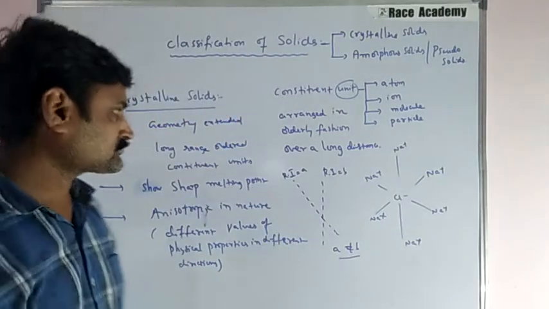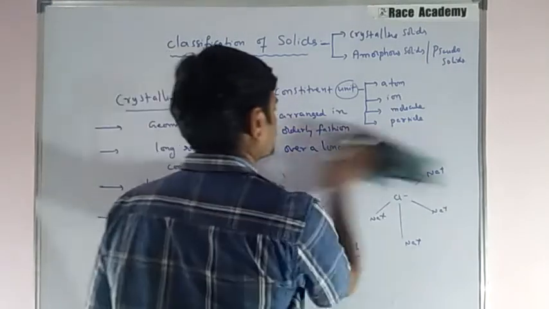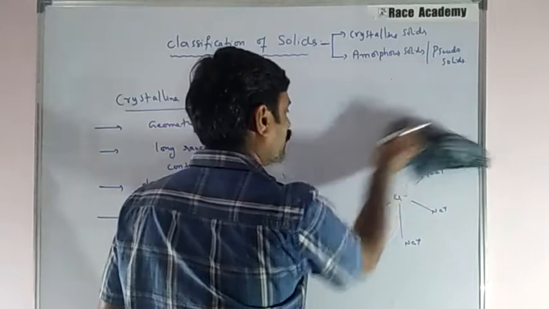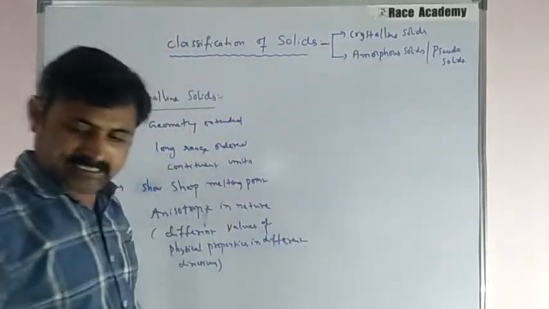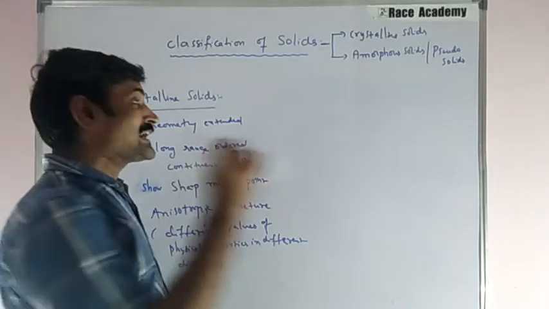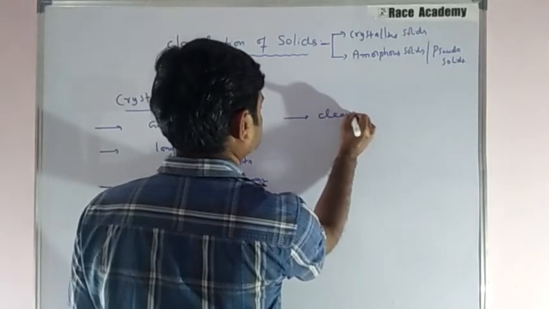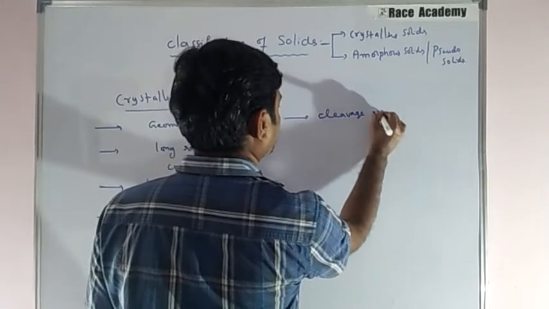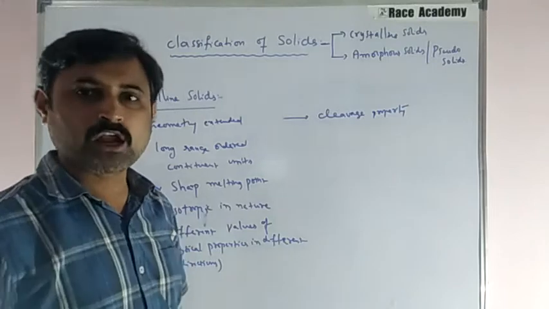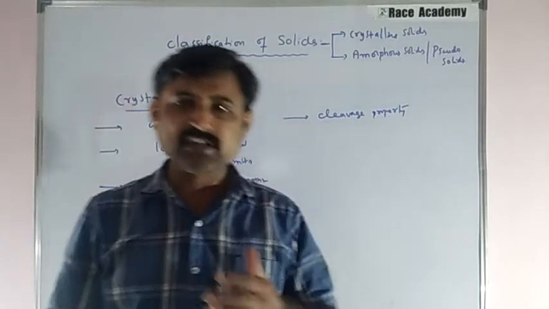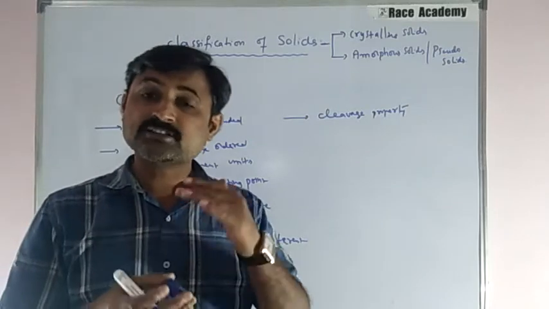Another thing, when we are talking about crystalline solids, we should speak about another important characteristic property of a solid. That property we can call the cleavage property. When you talk about the cleavage property, what is the meaning of cleavage? Just cutting, breaking of a substance.